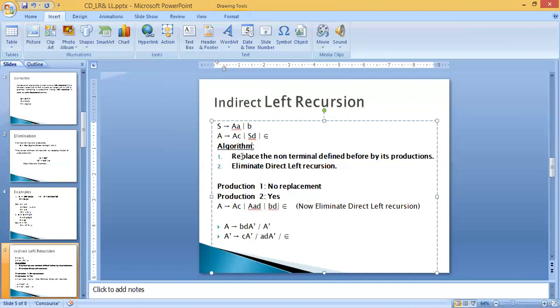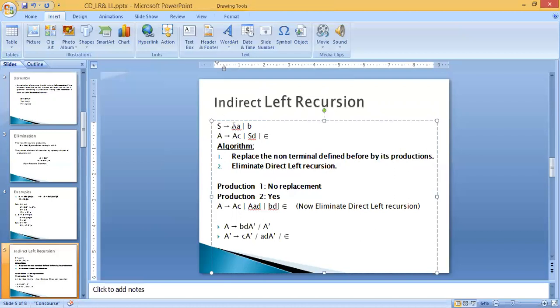So there is a big algorithm for it, but actually these algorithms won't be asked, so I'll tell it in easy steps. The first thing you should do is, if there is any non-terminal whose definition has been defined before, then you will have to replace it. Replace the non-terminal defined before by its productions. S gives AA. We always consider the first one only because this is left recursion. I cannot replace something that is in between or at the end. Always only the first non-terminal or letter should be seen.